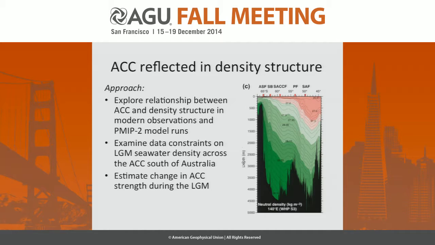And first, we explored the relationship between the Atlantic Circumpolar Current and the density structure in the modern observations, and also in the PMIP2 LGM model runs. And then we'll look at some of the data constraints that we have on LGM seawater density across the Atlantic Circumpolar Currents, and finally we'll try to take a stab at an estimate of the change in ACC strength during the LGM.